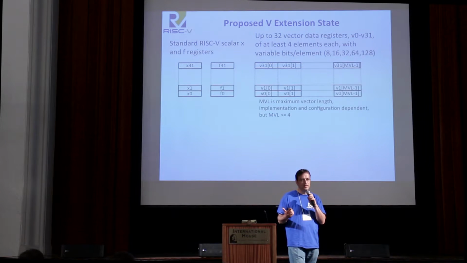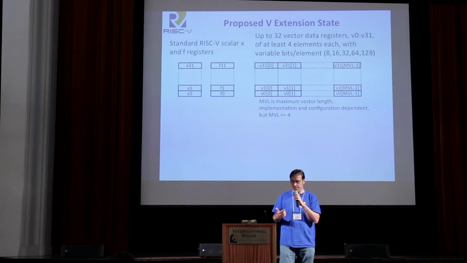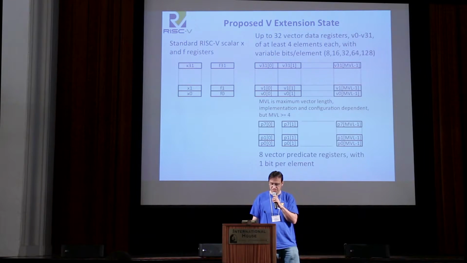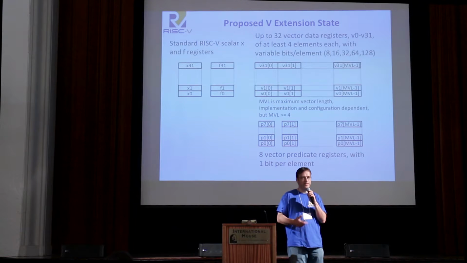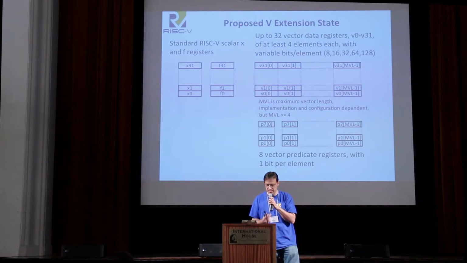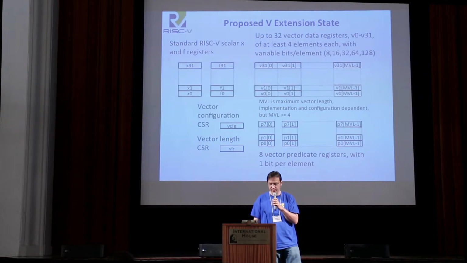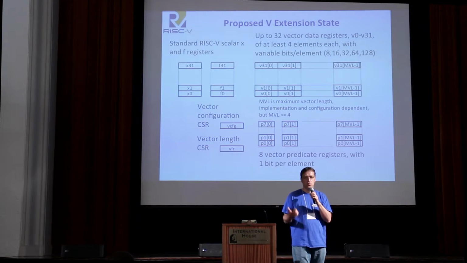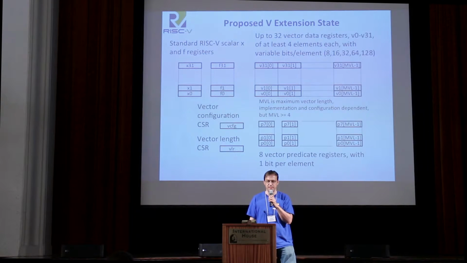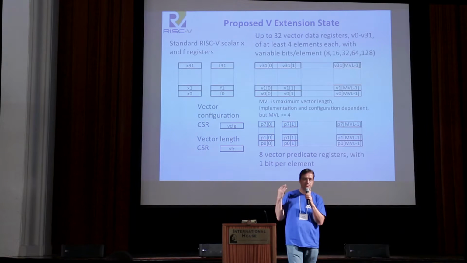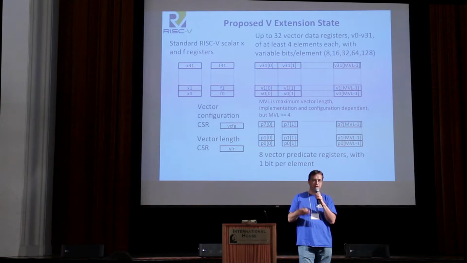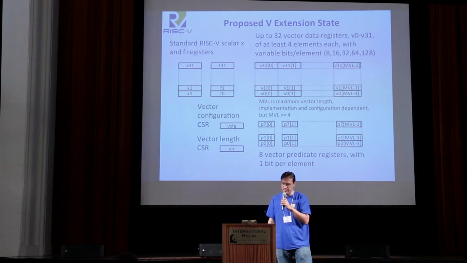MVL is just the maximum vector length supported in the hardware, and that's going to be dependent on what we call the configuration. In addition to the data registers, we also have vector predicate registers, just a single bit per element, and there are going to be 8 of those. And finally, there are 2 CSRs. One holds the vector configuration. The other holds the vector length, the active vector length. So that's basically the state that's in the vector unit. Very simple: just vector data registers, vector predicate registers, a configuration register, and a vector length register. So that's what we're adding.